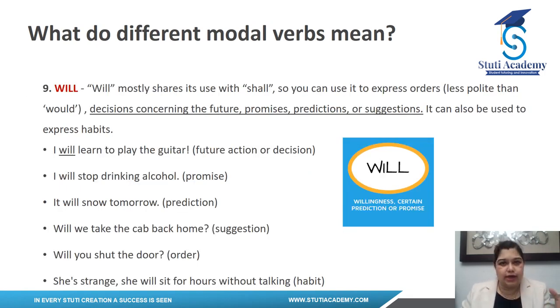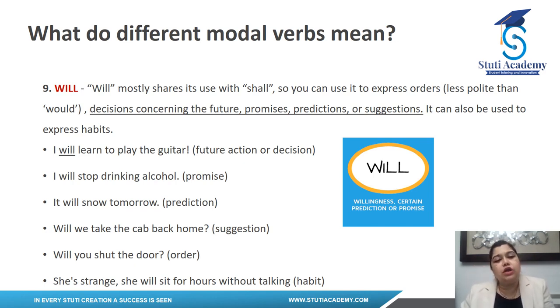Now the next one is will. Will, as I said before, has taken over shall. So will mostly shares the use of shall. So it is similar to shall. It is used to express orders in a slightly less polite way than would. So decisions concerning the future, promises, predictions, suggestions, and yes, habits. So let's have a quick look at the examples.